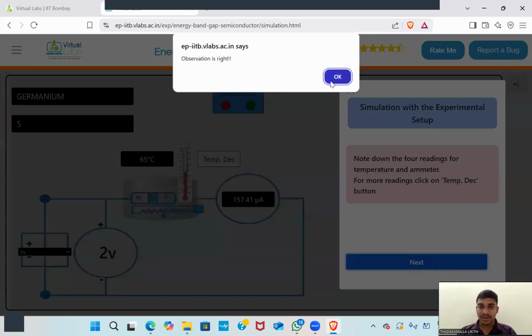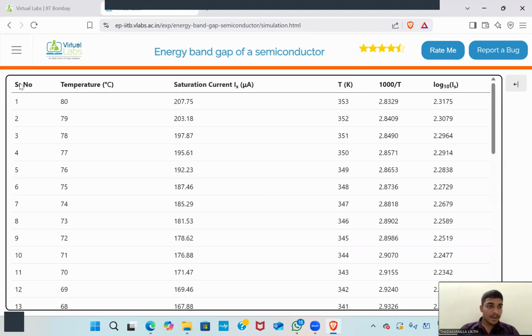Next, our observation values are correct. See, this is our observation table: temperature, saturation current, temperature in Kelvin, 1 by T, log Is to the base 10. Here temperature is in centigrade. Is is the saturation current, in microamperes, because we are calculating the energy gap of a semiconductor using a p-n junction diode. Here the p-n junction diode is in reverse bias. In reverse bias, we get microampere current, a small amount of current. This is our saturation current.